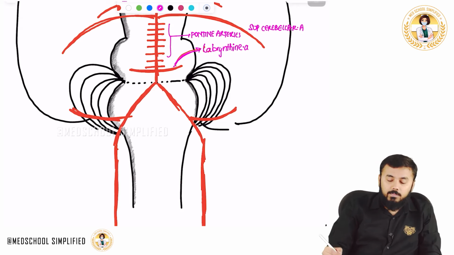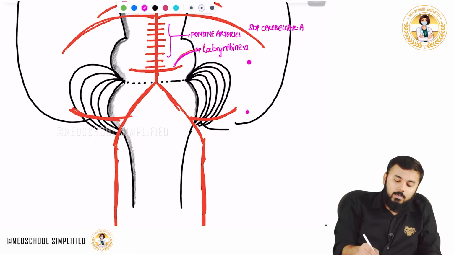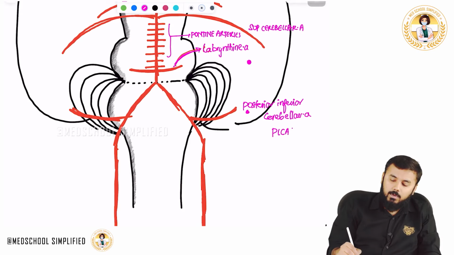In this inferior surface, if I am putting two points, so this is one point, this is another point. Now tell me which point is anterior, which point is posterior. The point which is on the top is anterior, the point which is on the bottom is posterior. So this artery over here is called posterior. Why? Because it is on the back, posterior. And which surface is this? Inferior surface. Posterior inferior cerebellar artery, which is abbreviated as PICA.